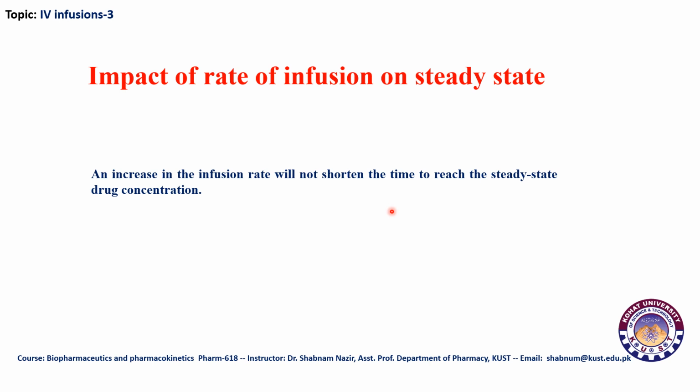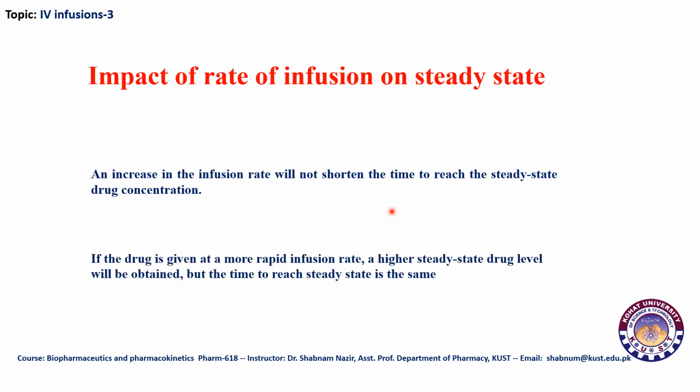It simply means that your steady state level would still be achieved at the old timings, but the concentration which you are trying to achieve is increased. By increasing the rate of infusion, just more drug is entering the systemic circulation. Otherwise, the time required to achieve the steady state level would remain the same. And if the drug is given at a more rapid infusion rate, a higher steady state drug level will be obtained, but the time to reach steady state is the same. That is the same concept which I already explained.